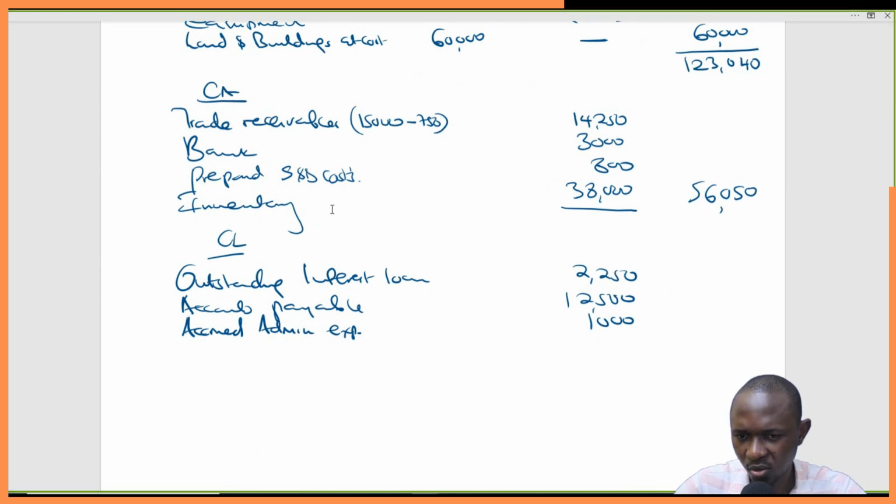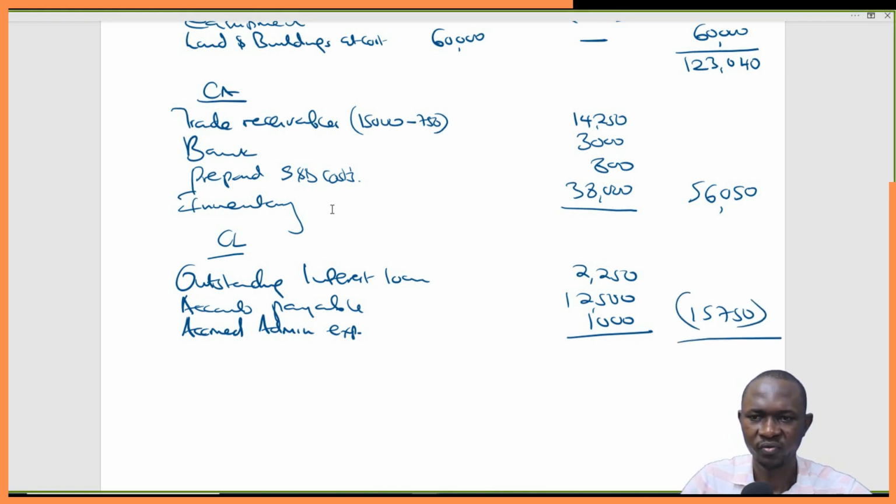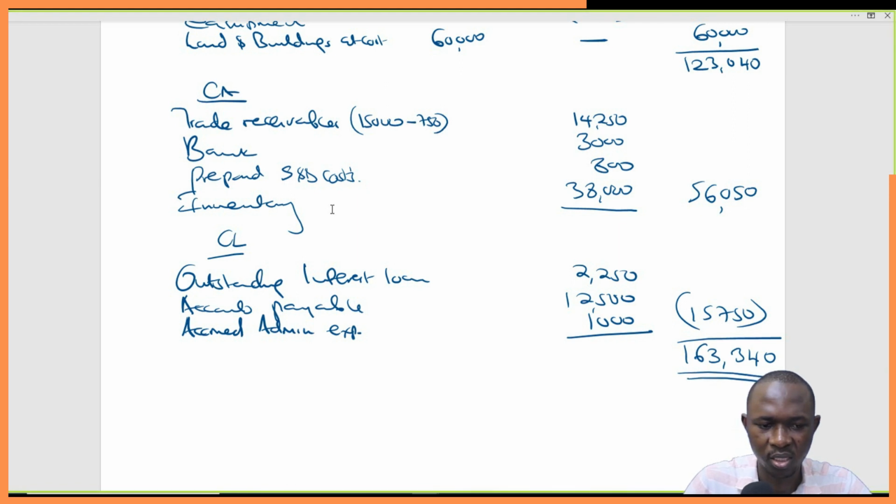So let's get the total. This total will be 15,750. I think it's pretty easy one here. So we'll work out 123,040 plus 56,050 minus 15,750. That gives you 163,340. 163,340 as our net capital employed.